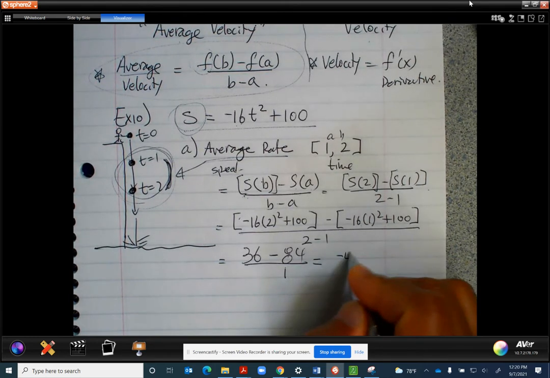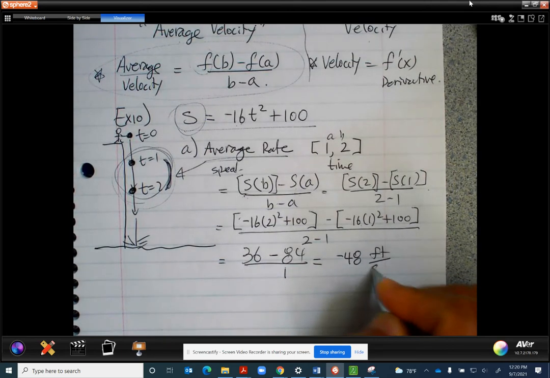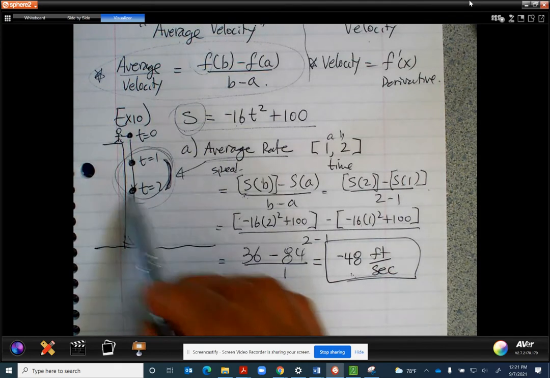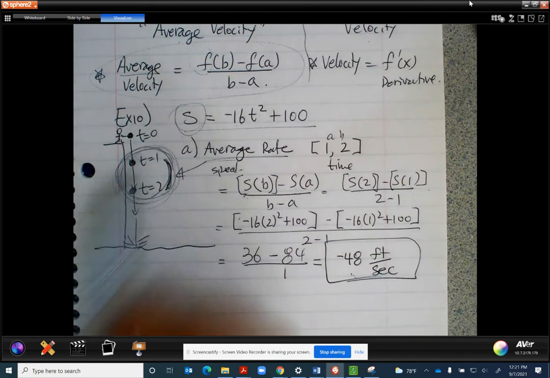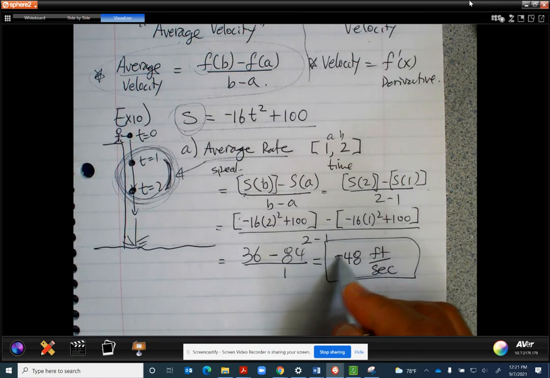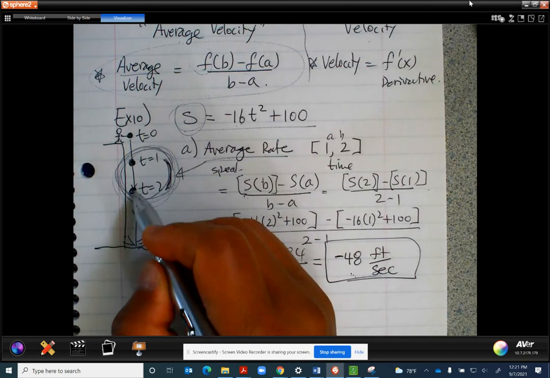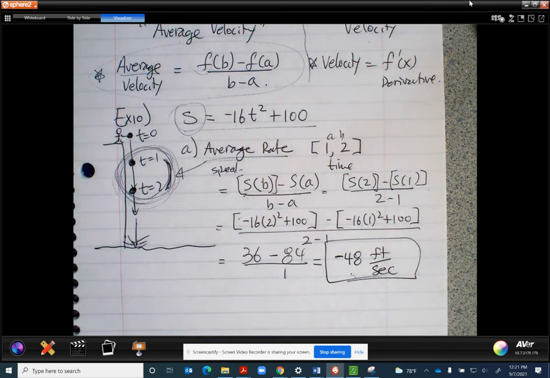This is negative 48 feet per second. All right, so what is this representing? What is negative 48 feet per second representing? That's the average speed between 1 and 2. And why is it negative 48 feet per second? Because your object is falling down. You see that? If your object is a rocket, if it is taking off, then it will work out to be positive. Does that make sense, guys?